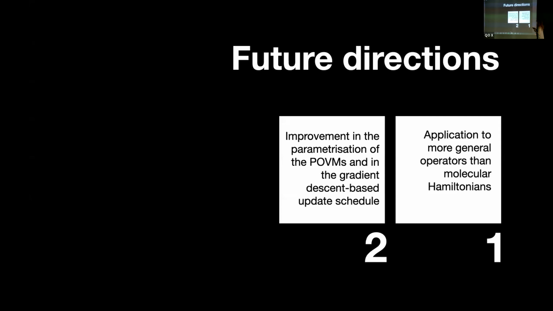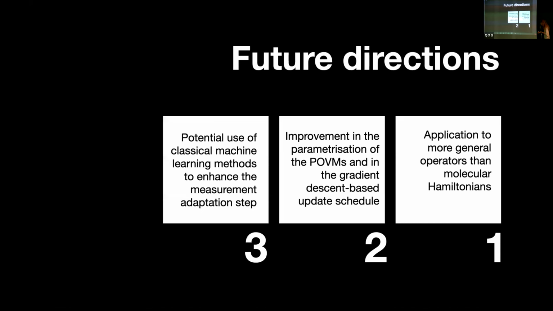The second is improvements in the parametrization of the POVM. I didn't show at all what is the parametrization of the unitary that we use for the POVM, but it can be certainly optimized, as well as the gradient descent-based method can be optimized further. And finally, of course, we can also think of using classical machine learning methods accompanying these techniques, in particular to enhance the measurement adaptation step.